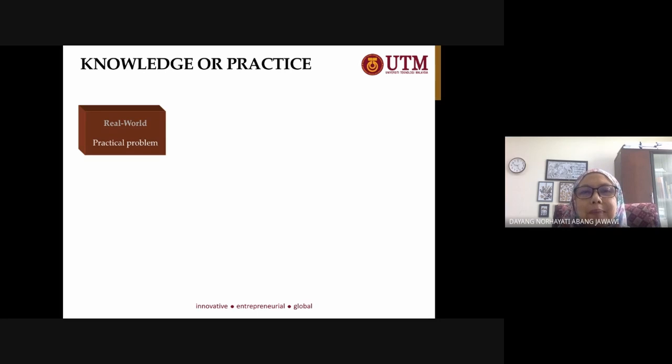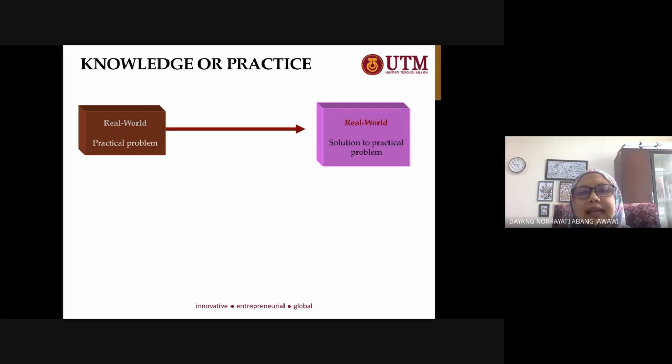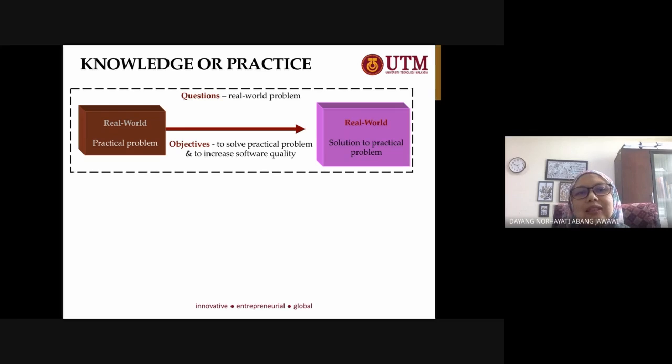When we're talking about practice, we're talking about real world and practical problems. And then the solution must be practical to the world. Okay, you must use it in a real world solution, and you must try it in a real world solution. So this is the real world. If we want to have quadrant 2 and quadrant 4 contribution just now, we must focus on this phase of the contribution.